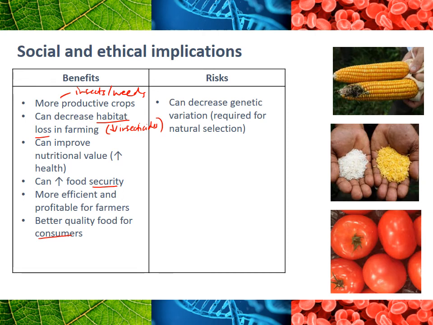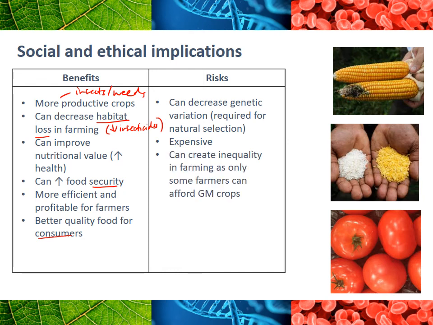But there's also some risks. Same as with gene cloning and using those kind of genetic technologies, we can decrease genetic variation, which can be a big issue because we don't know what other genes exist in plants that might be really important if, say, a new virus comes along. They are expensive, and that cost carries through to farmers and then obviously through to us. This can then create inequality because only some farmers are able to afford genetically modified crops. It is often viewed as unnatural. Again, that whole kind of playing God element.